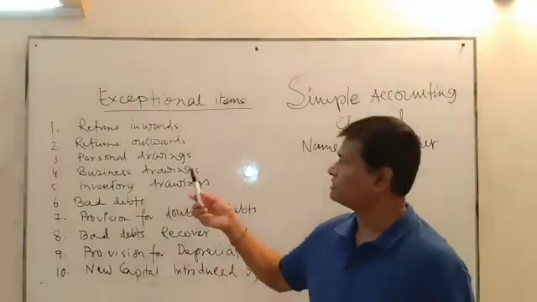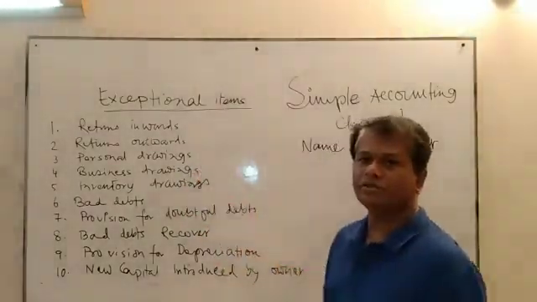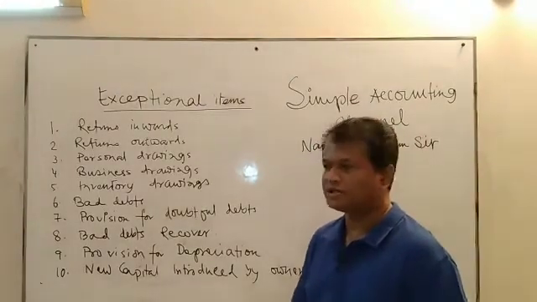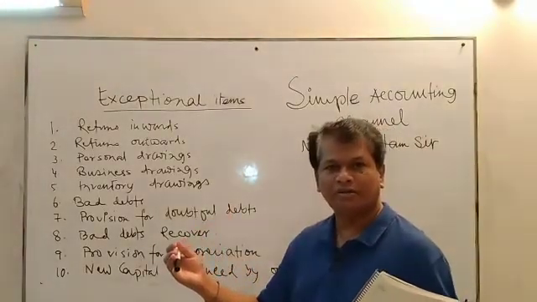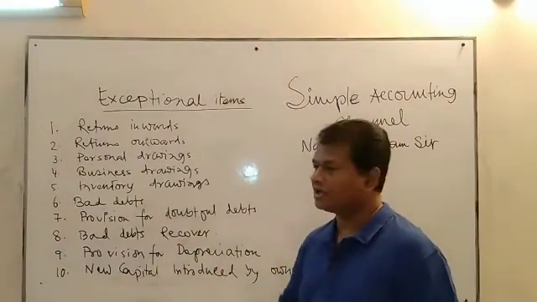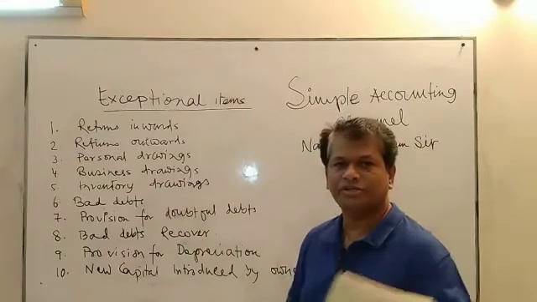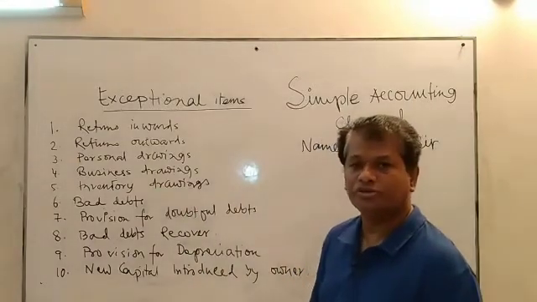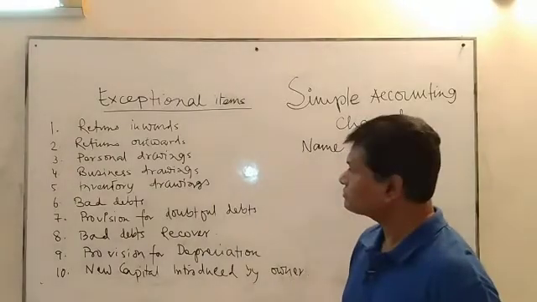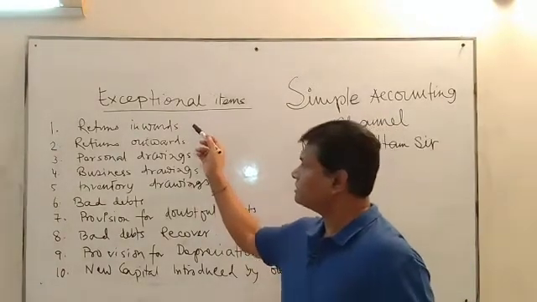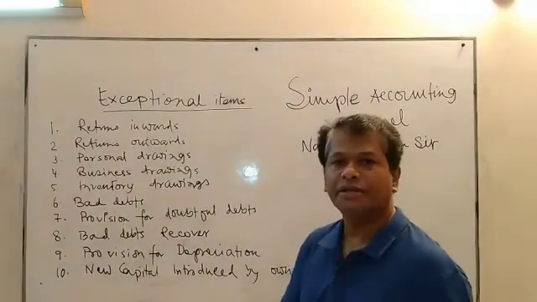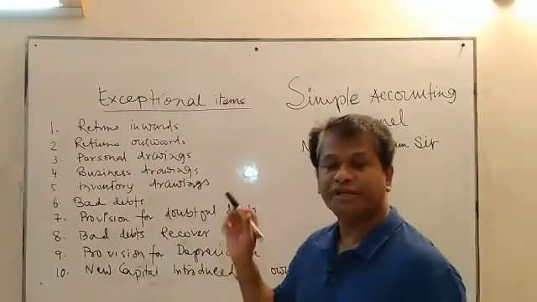You can follow this. Number one, returns inward. What is the journal entry for returns inward? Returns inward means some of the inventory which is already sold is defective, and the customer is returning it to you. This is the return inward. So returns inward is always debited and returns outward is always credited. Remember that. Whenever you do the journal entry of returns inward, then returns inward is to be debited and trade receivable is to be credited.